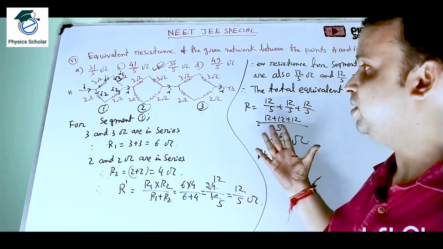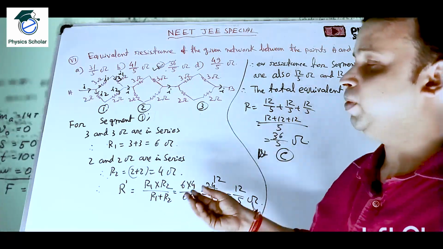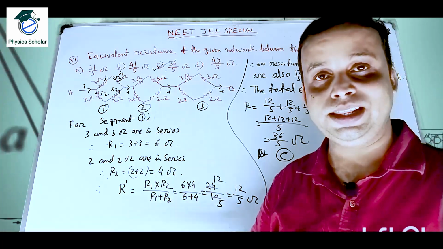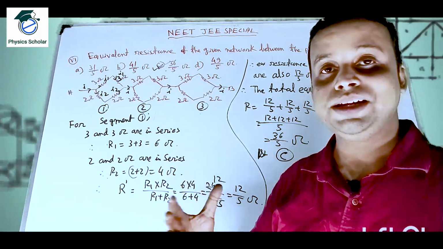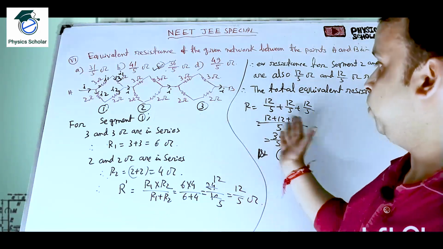Whether it is in series or parallel, that we have to identify. Clear? And if it is said to find the maximum equivalent resistance, the resistances should be connected in series, and to find the minimum equivalent resistance, all the resistances should be connected in parallel. That we have to keep in mind. So hope you have understood this.